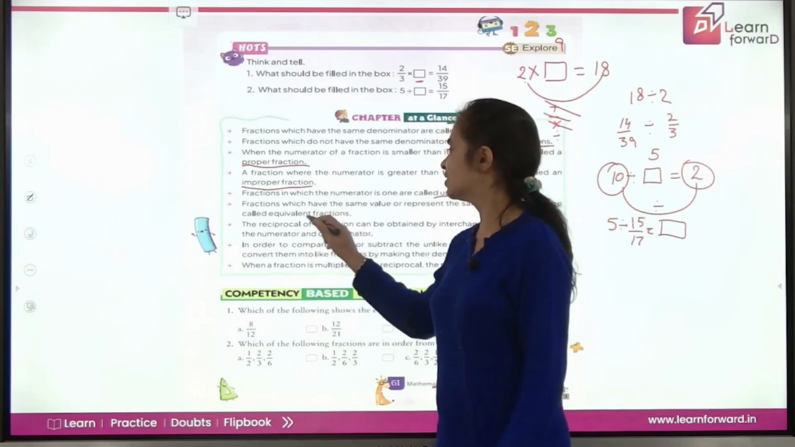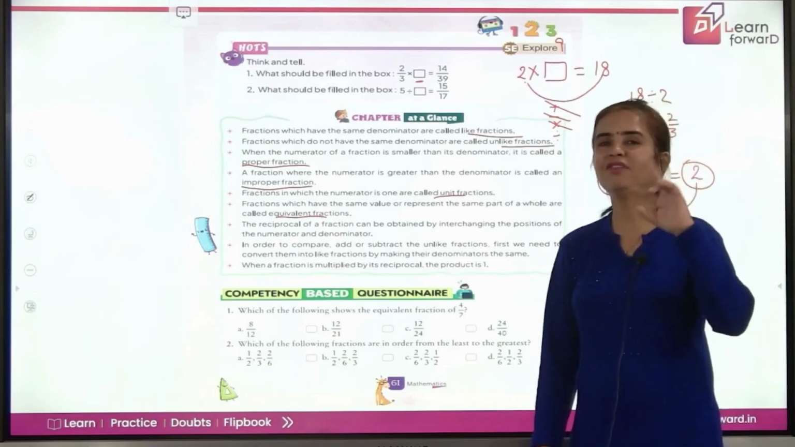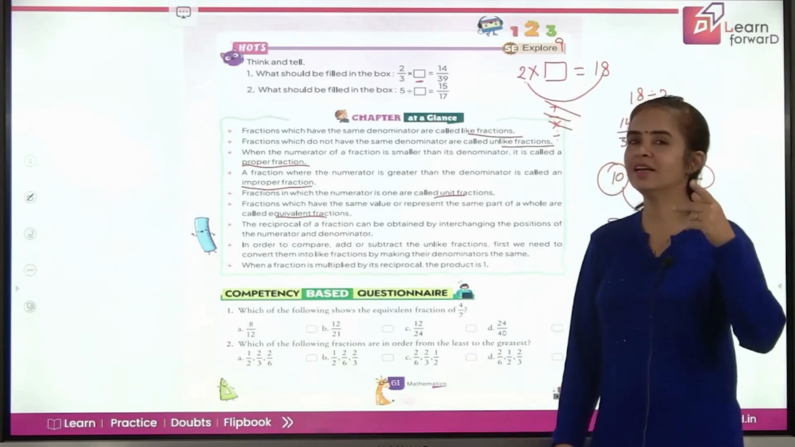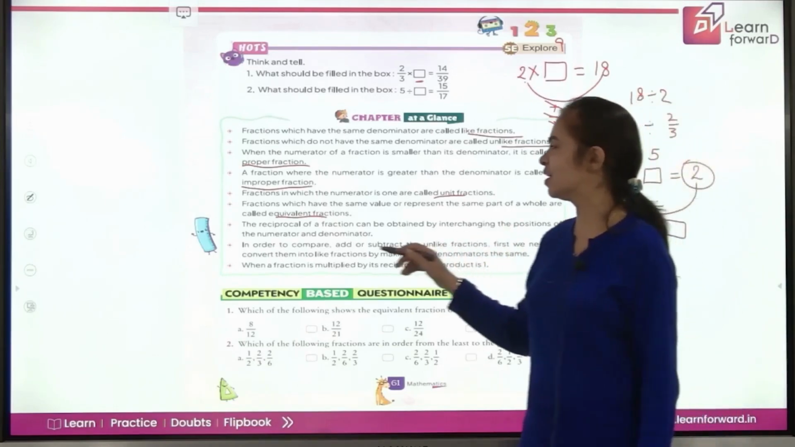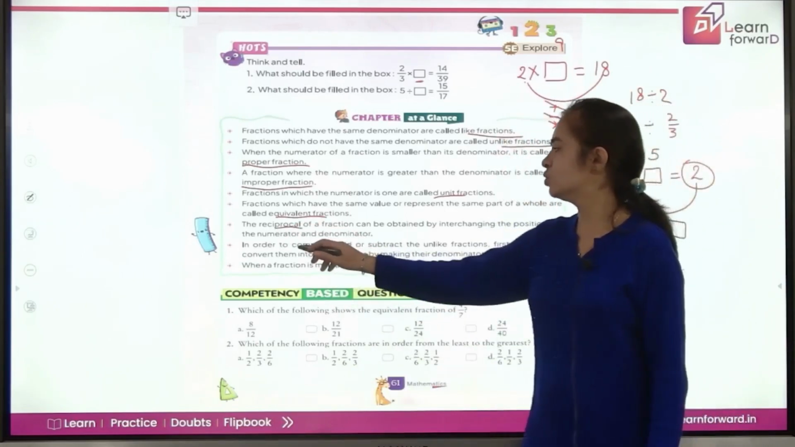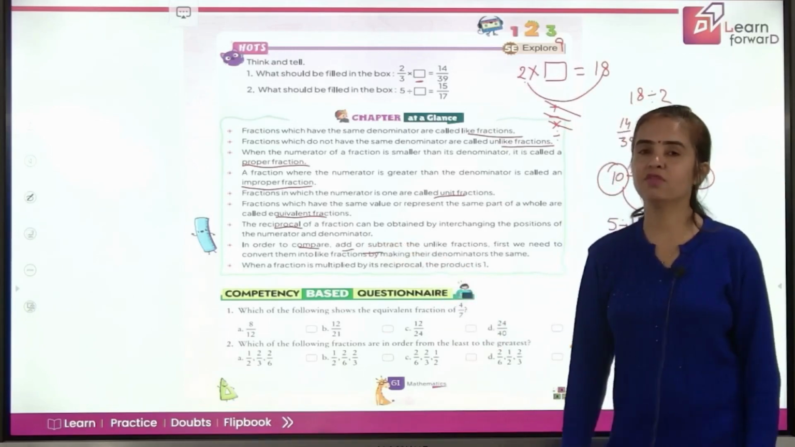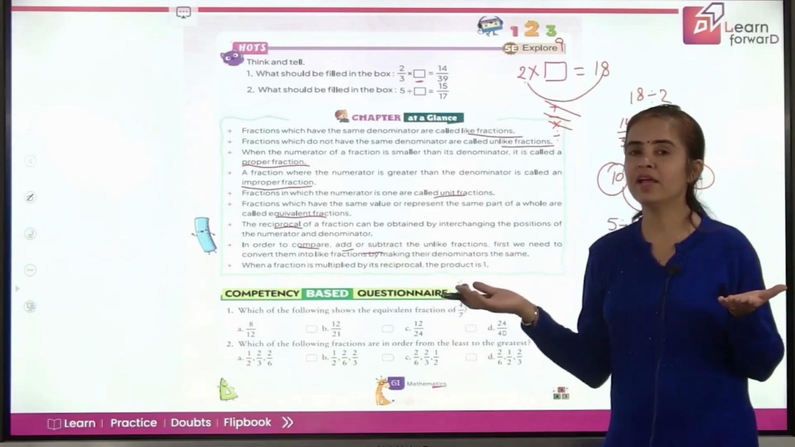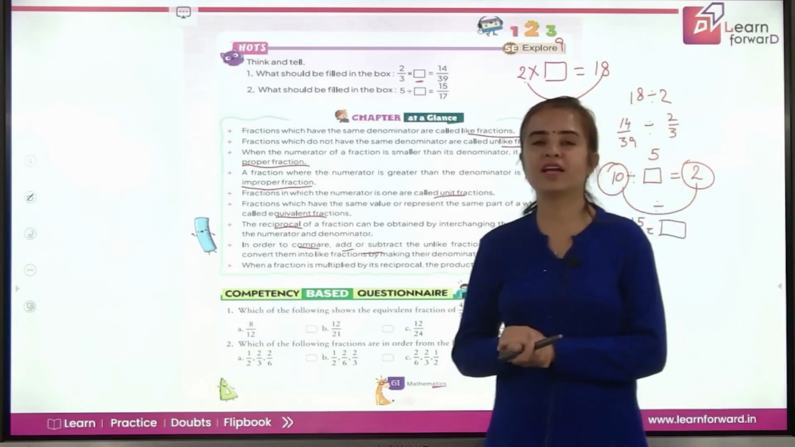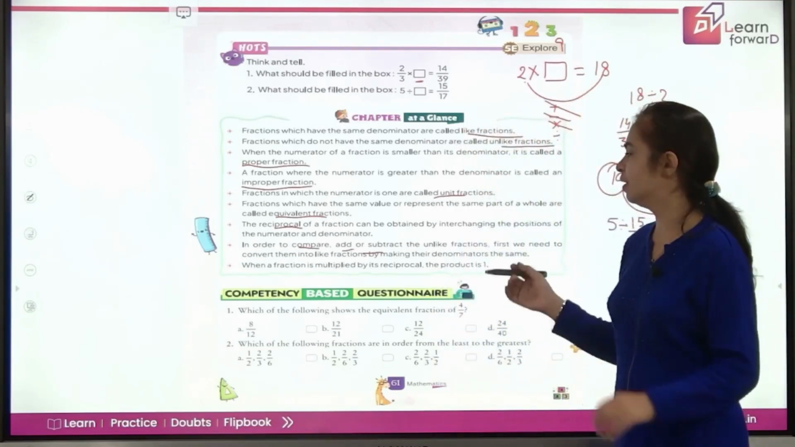Equivalent fractions. Yes. And the reciprocal of a fraction means flip, change the numerator into denominator and vice versa. So that is the reciprocal of a fraction. Coming to next, to compare, add or subtract, we need like fractions. And if you don't have like fractions, make them like fractions by finding the LCM of their denominators, right?